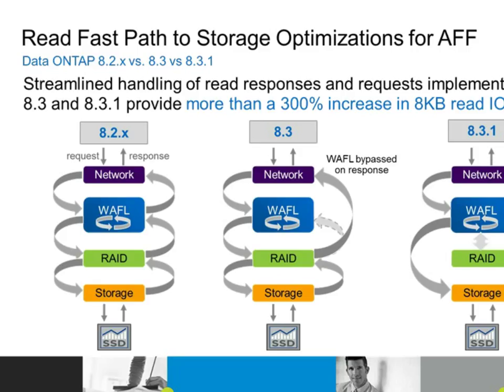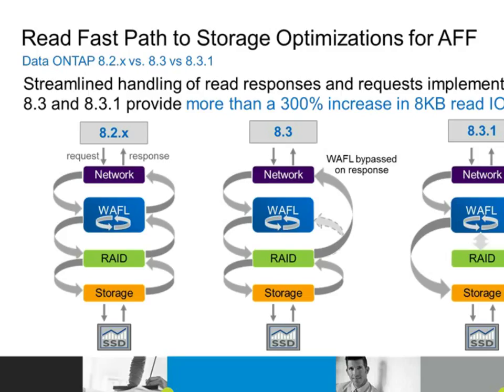Storage would return that to RAID, RAID would return that to Waffle, Waffle would return that to the network blade, and then that response would go back out to the application or server that made that read request. When we look at 8.3, we can start to bypass certain functions here on response.